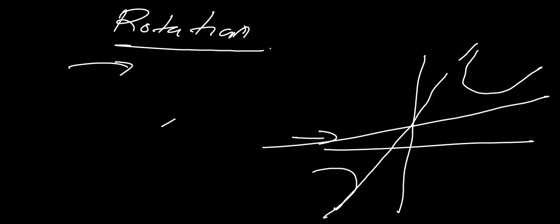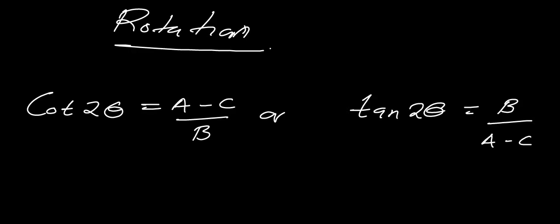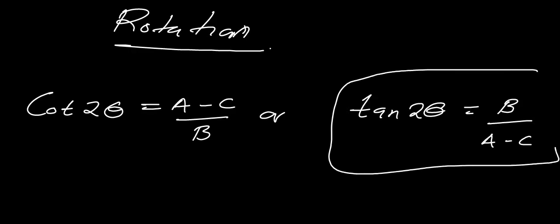Whenever an angle is not given, we can use the equation to get the angle of rotation. The angle of rotation is always given by the formula cot 2 theta is equal to (A minus C) over B, or rather we say tan 2 theta is equal to B over (A minus C). This is how we get the angle of rotation all the time. It's easily done like this.